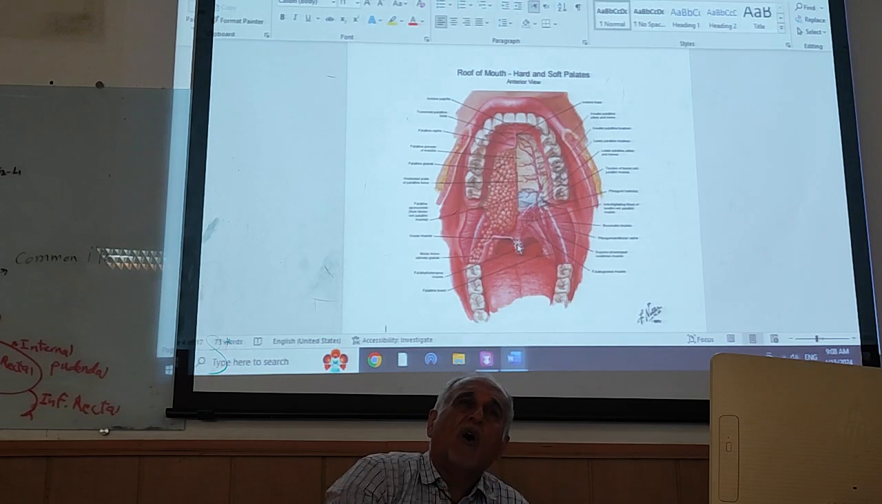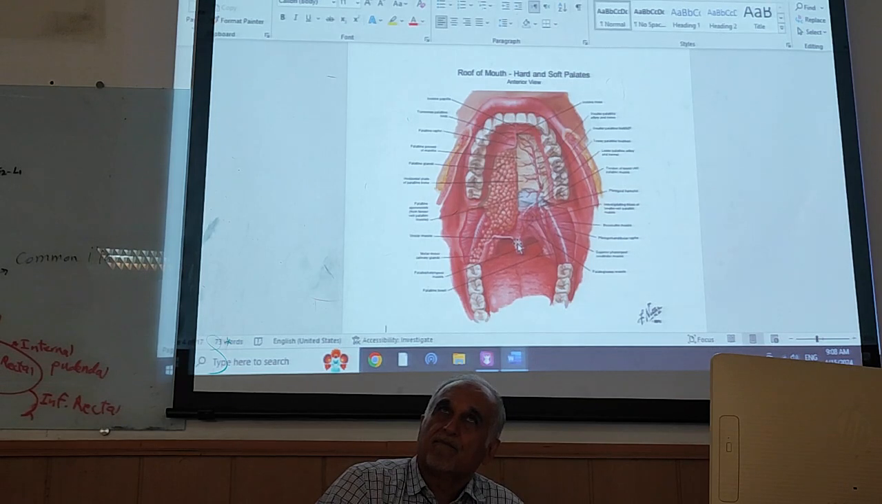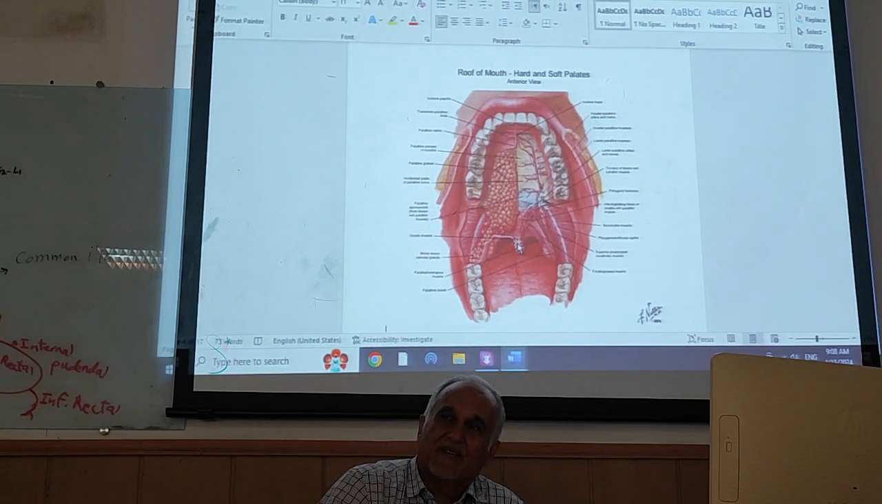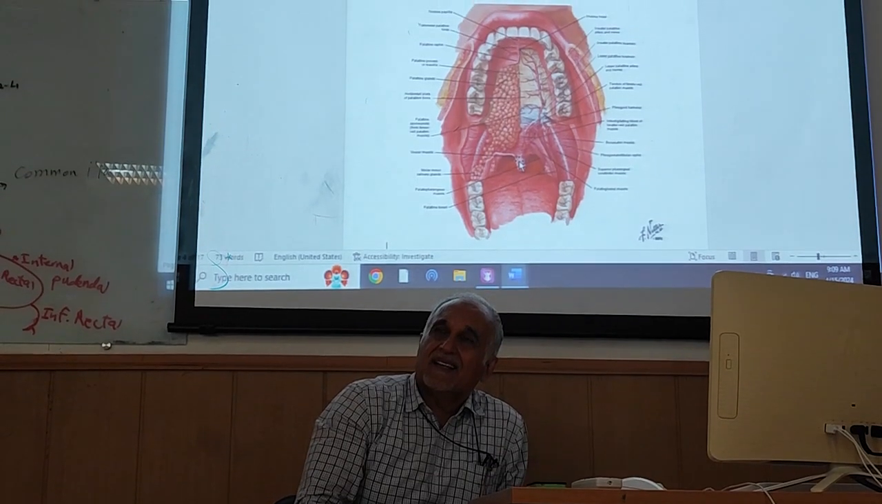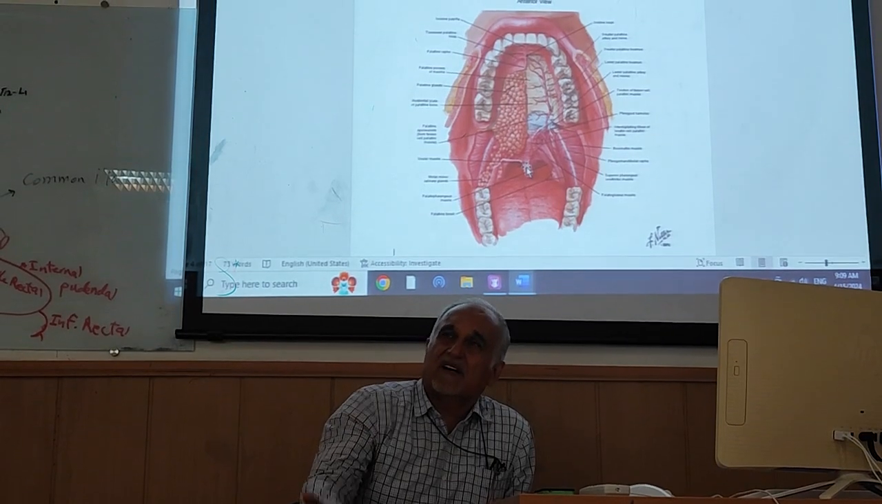So all of these muscles are innervated by which nerve? Great. Which nerve supplies the muscles of the soft palate? Lingual for the tongue. Vagus nerve. The vagus nerve, the 10th, not the mental nerve or cervical nerves.